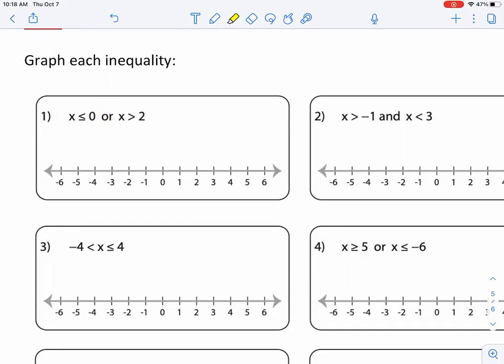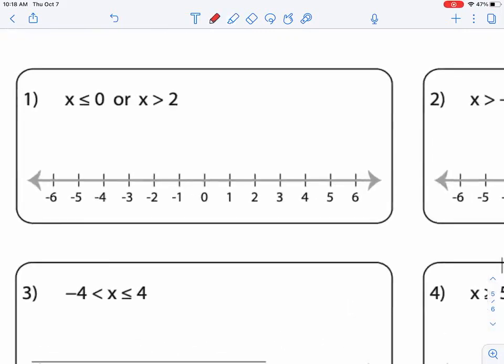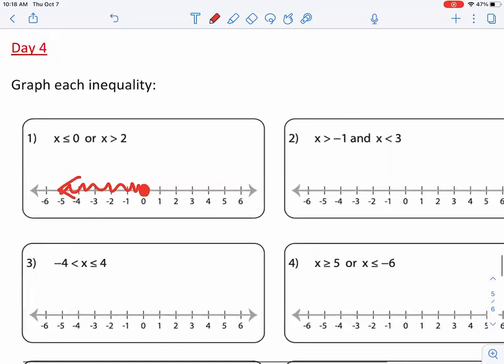Okay, so in an or statement, like in problem number 1, we're going to graph numbers that are less than or equal to 0. So I'm going to do this part first. So numbers less than or equal to 0, I would do a closed circle at 0, closed because I have the equal sign, and it's less than, so I'm shading to the left of it. That's half of my graph. That's not the whole thing. That is half of the graph.